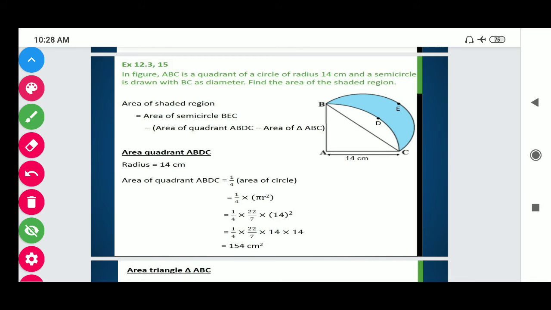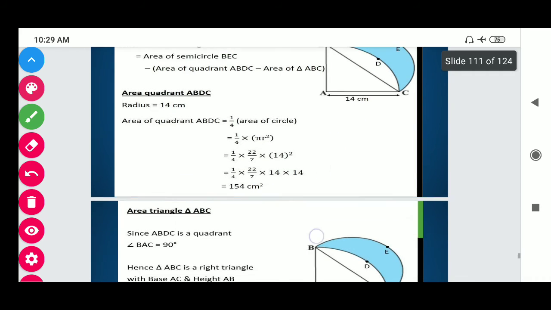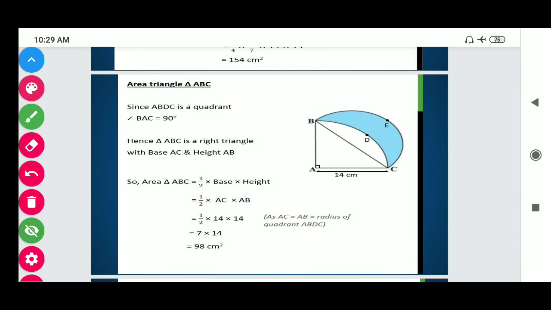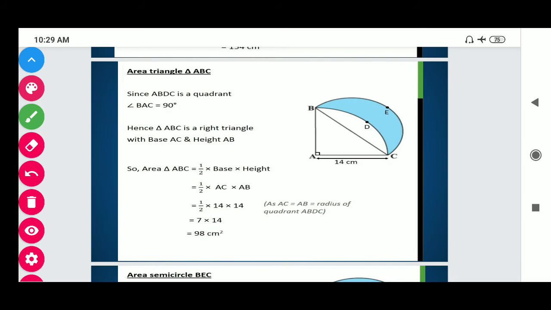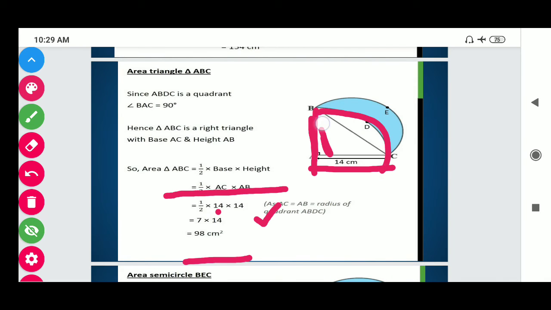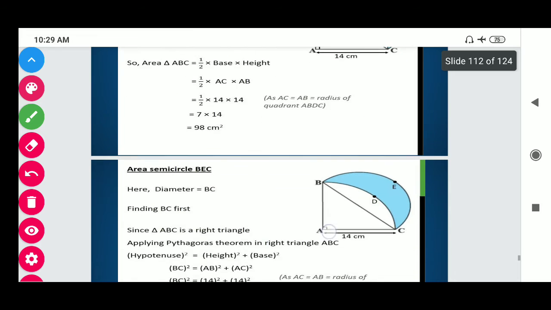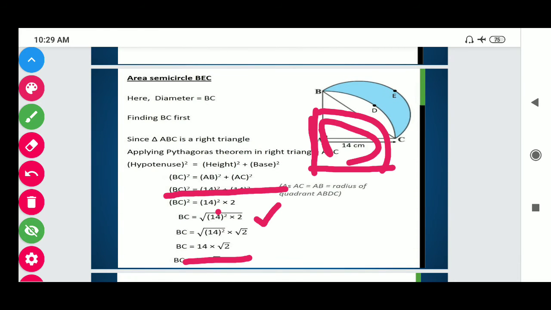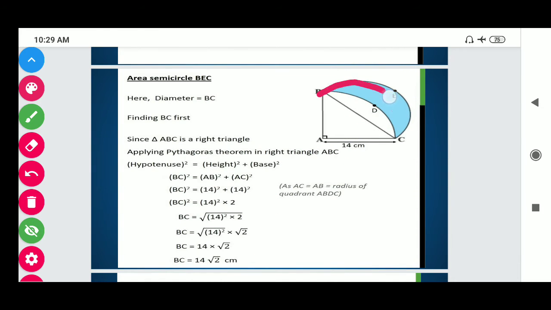Now we have to find the area of triangle ABC. In this way we get half into base into height. Base AC is 14 centimeter, height AB is again 14 centimeter. We get 98 square centimeter as the area of the triangle. Now students, we have calculated the area of quadrant and area of triangle. After that we have to find the area of semicircle BEC.